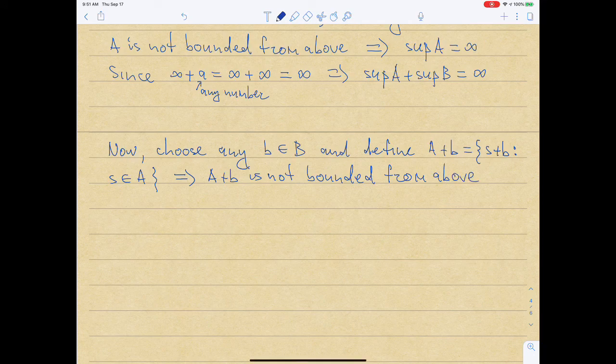So what I'll ask you to do is, on your own, prove this. So basically, if I have a set which is not bounded from above, and to all elements of that set I'm going to add the same number, then it must be true that the new set that you form this way is also not going to be bounded from above. So again, prove it on your own. So then, if I take the supremum of A plus this element b, that is going to be equal to infinity.